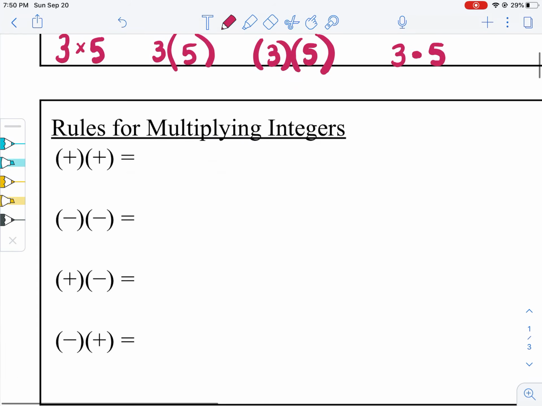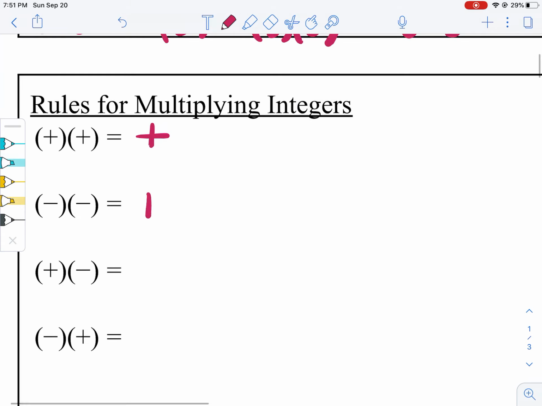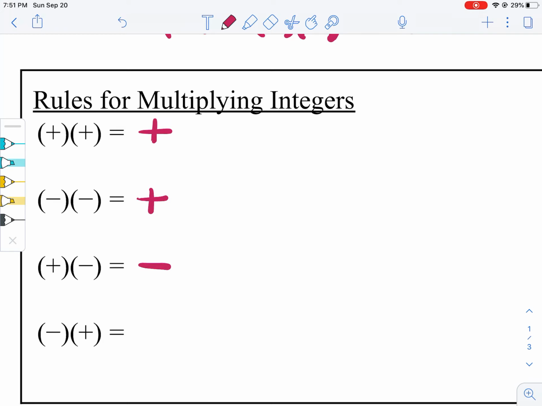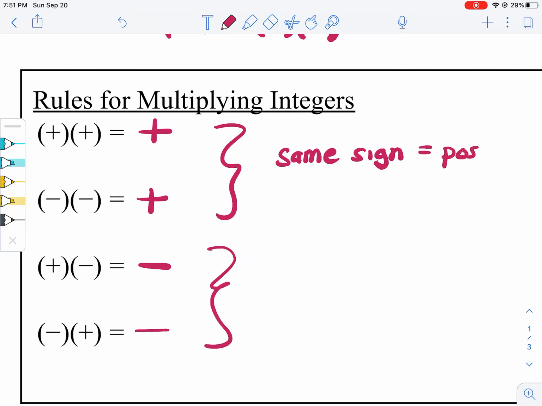Okay? And let's talk about our rules for multiplying integers. So if we have a positive number times a positive number, that's just our regular multiplication. So our answer is positive. If we have a negative times a negative, that goes with our double negative rule. Our answer is also positive. Now, if we multiply positive times negative, our answer is negative, and negative times positive is negative. So if we have the same sign, our answer is positive. We can conclude that. Same sign, we get a positive answer. Different sign, we get a negative answer.